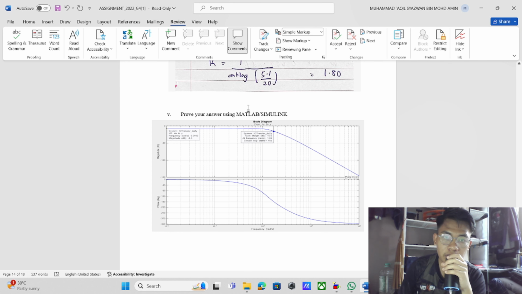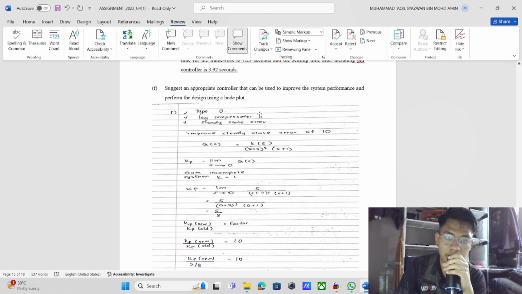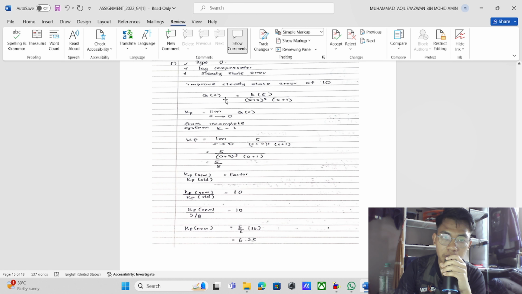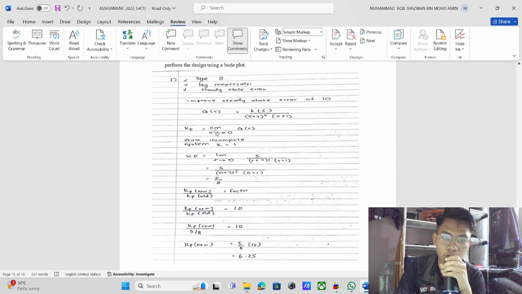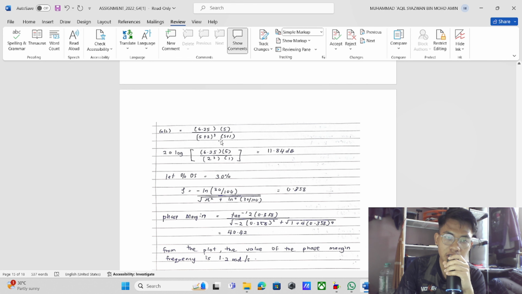Next, we need to define our MATLAB from the Bode plot. This is the value of Kp of this loop for magnitude, and based on this, we need to improve the design using a Bode plot. We need to define type 0, lag compensator, steady state error, and we need to improve our transfer function, find the value of Kp, and we need to know the Kp new. This step is important for the final also, so we need to know this step. And we got the transfer function.